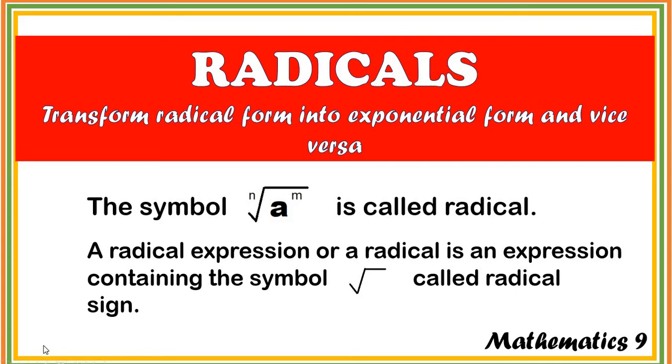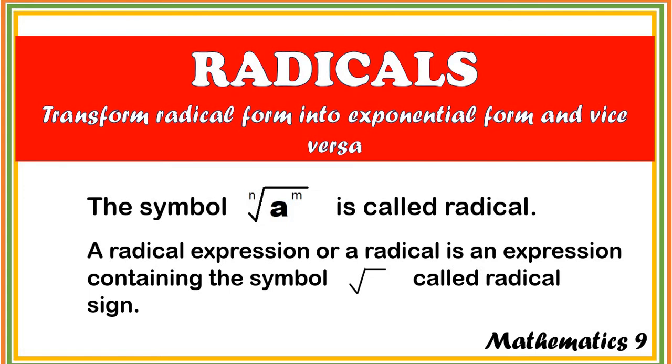Let us discuss radicals. Let's start with transforming radical form into exponential form and vice versa. The symbol nth root of a raised to m is called radical. So kapag nakakita tayo ng mga ganitong simbolo, we call it radical. And what is radical? A radical expression or a radical is an expression containing the symbol just like this, called radical sign. So kapag nakakita tayo ng simbolong ganito, of course, that is radical.